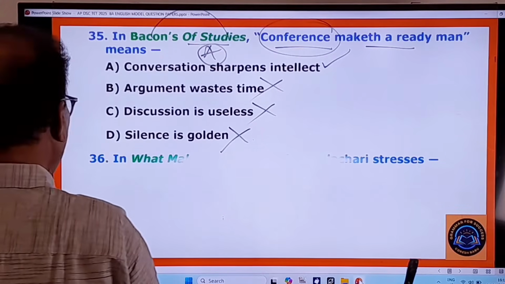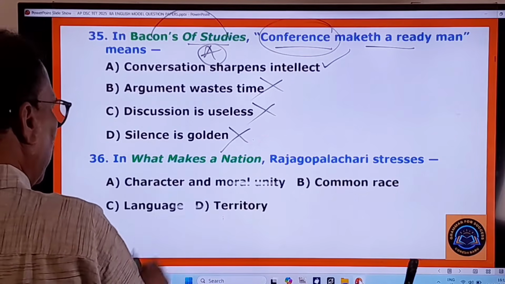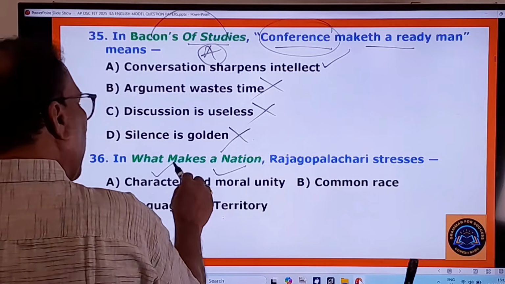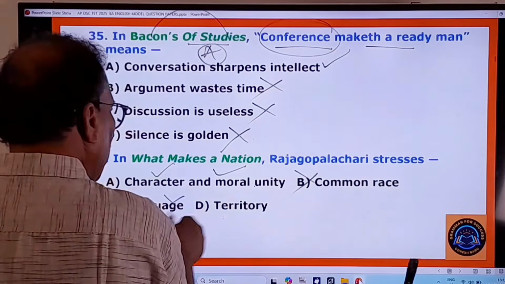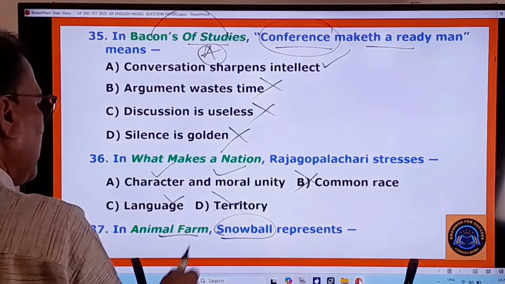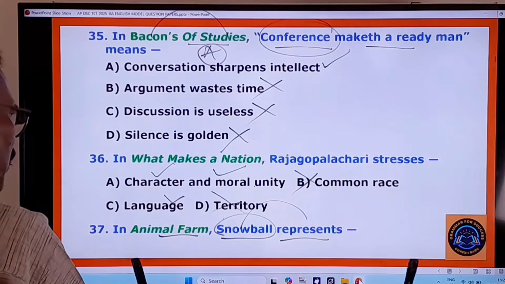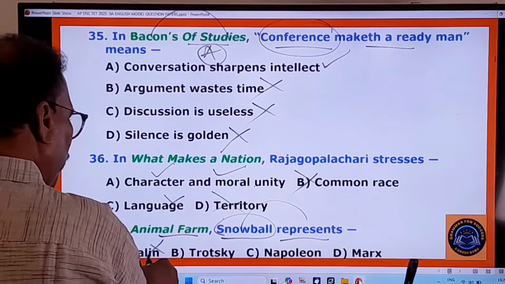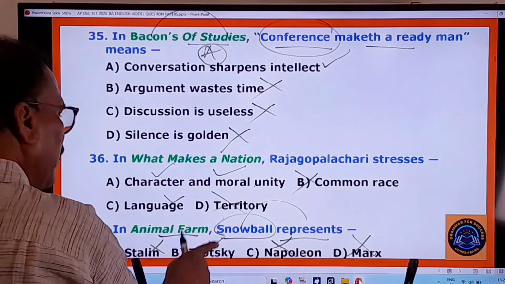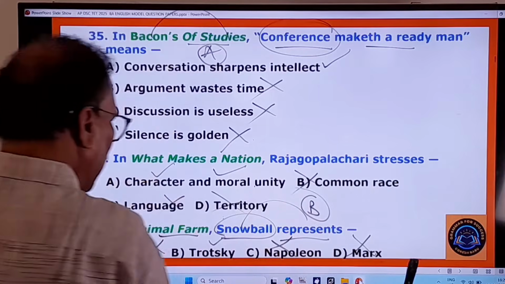You move on to the 36th question. In What Makes a Nation, Rajagopalachari stresses what? Character and moral unity. He is stressing the importance of character and moral unity, not common race, language, territory, etc. You go to the 37th question. In Animal Farm, Snowball is a character in that novel. What does this character represent? Stalin, no. Napoleon, no. Marx, no. But Trotsky. So B is the right option.